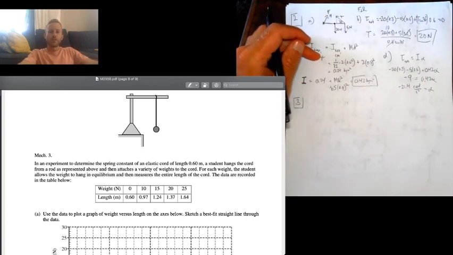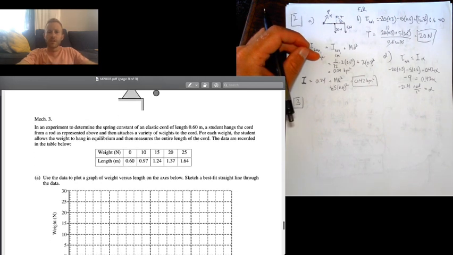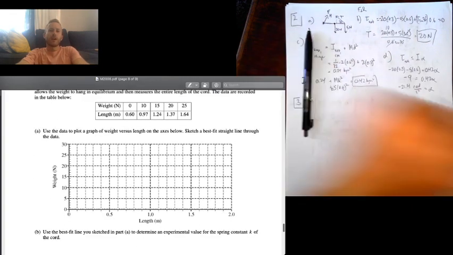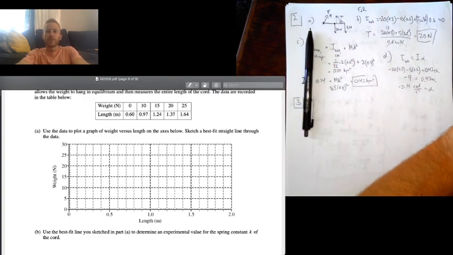All right, in an experiment to determine the spring constant of an elastic cord of length 0.6 meters, a student hangs the cord from a rod as represented above, and then attaches a variety of weights to the cord. For each weight, the student allows the weight to hang in equilibrium and then measures the entire length of the cord. The data are recorded in the table below. Plot a graph of weight versus length on the scale below. Sketch a best fit line.